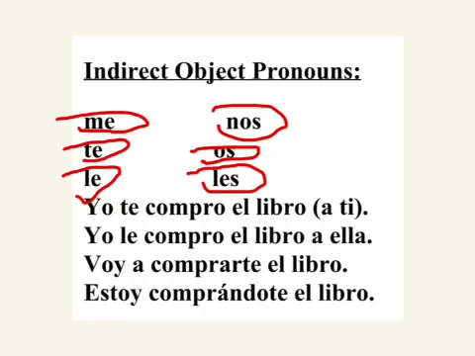So to eliminate ambiguity, the le and the les are often used with the preposition a plus a pronoun. For example, le compro el libro a ella. This a ella prepositional phrase eliminates ambiguity and tells who the le is. So my examples, yo te compro el libro. I buy that book for you. Yo le compro el libro a ella. And notice that the indirect object pronoun is placed directly before the conjugated verb, or you could attach it to the infinitive, voy a comprarte el libro, or you could attach it to the present participle, estoy comprándote el libro.